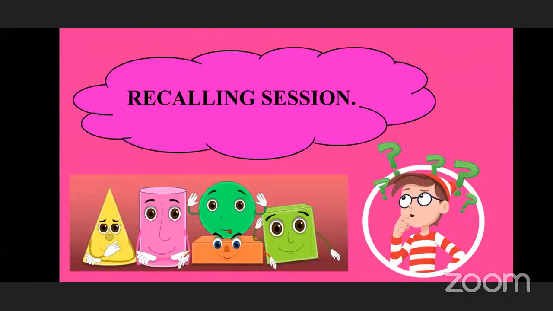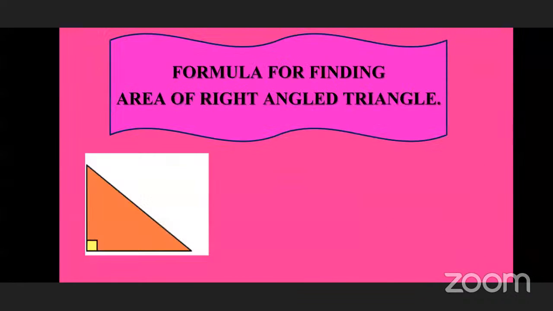And in perimeter and area, what did we learn in the last session? Can you tell me? Area of triangle. Very good. We have learned the area of a triangle and the formulas. So let's have a short summarizing session to see what we have learned. We have learned the formulas. Can anyone tell me what was the formula for finding the area of a right angled triangle? Half into base into height. Yes, it was half into base into height.